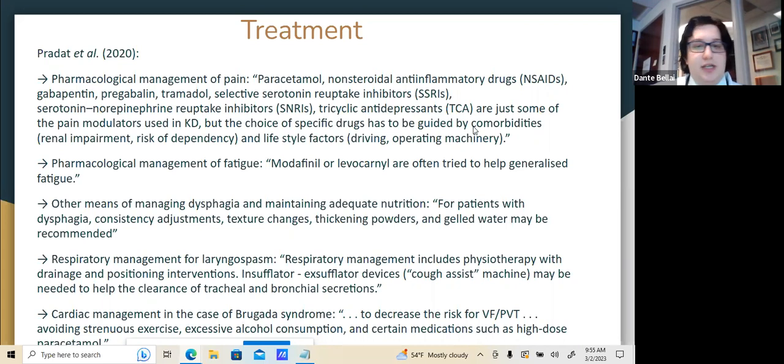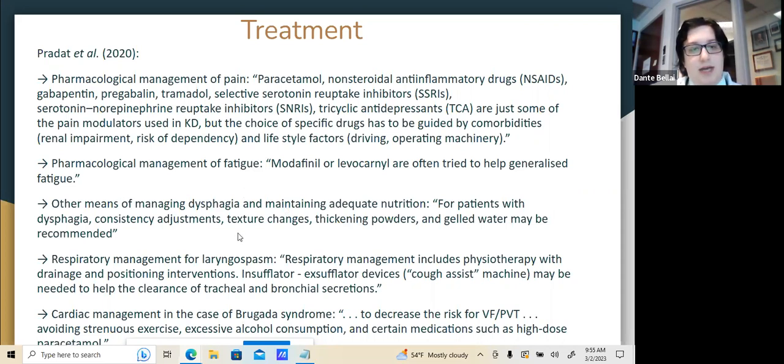Other means of managing dysphagia and maintaining adequate nutrition would be using consistency adjustments, texture changes with food, thickening powders, and gelled water, which may be recommended. And today we're actually going to explore an interesting research article that looked to try and improve dysphagia in Kennedy's patients. So that'll come near the end. But this is actually a point where there's quite a bit of research going in right now.